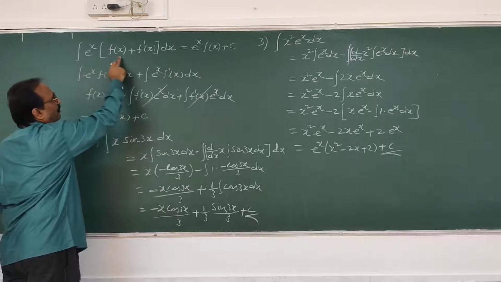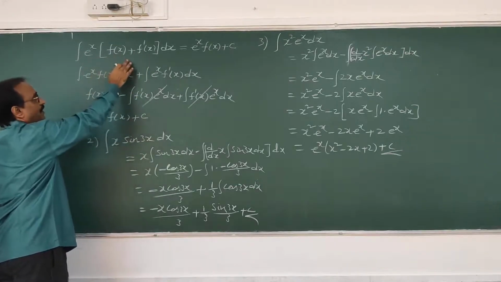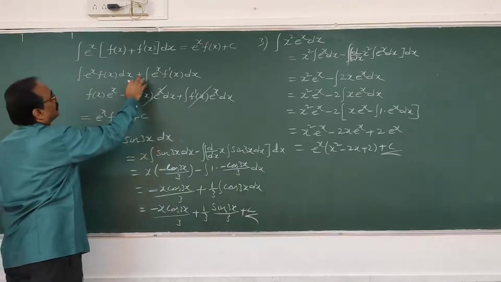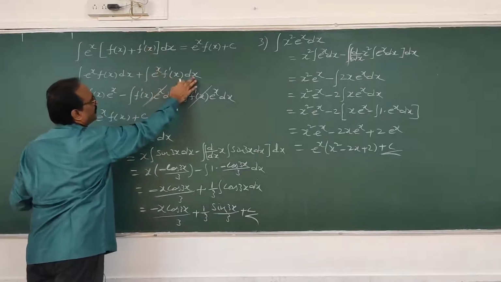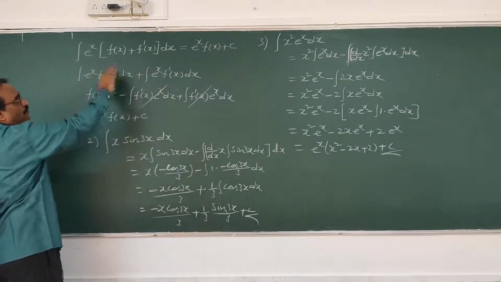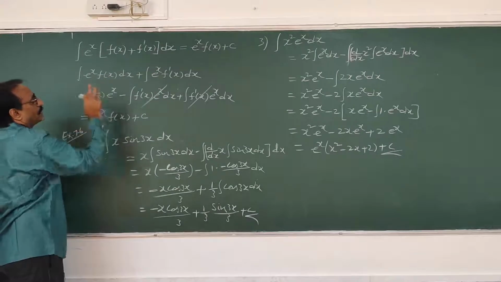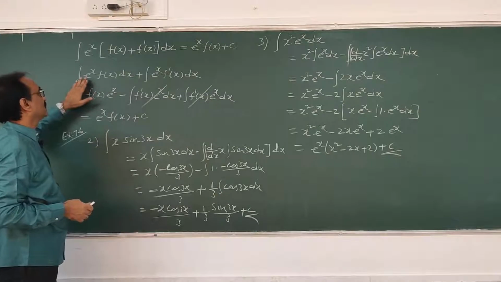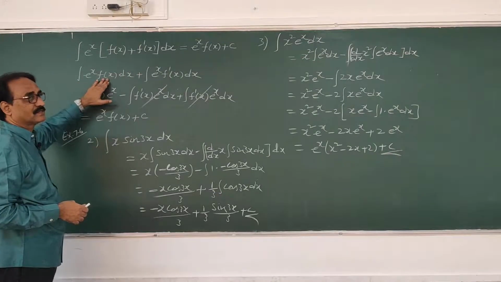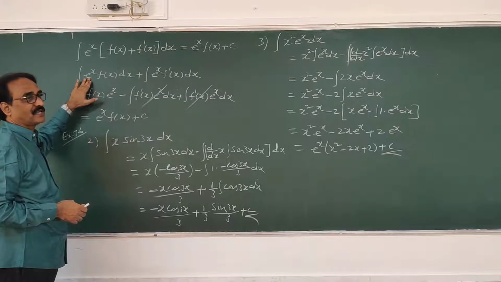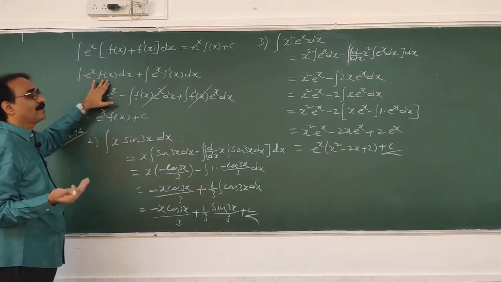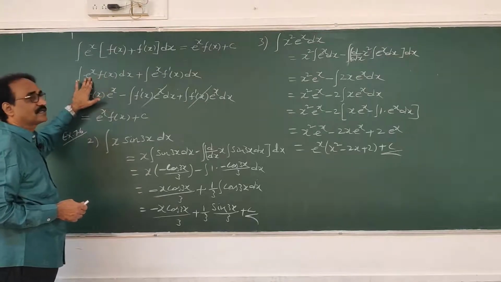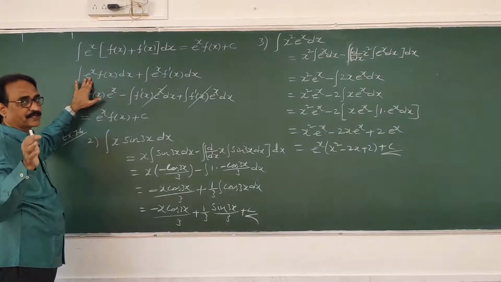So e power x into f of x plus f dash x is there. Now I am separating it: e power x into f of x dx plus e power x into f dash x dx. Now I am using by parts here. Yesterday you learned the by parts formula. Here I consider the first function as f of x and the second function as e power x. The integral of f of x cannot be written, so this is the first function and this is the second function, because the integral of e power x is e power x.